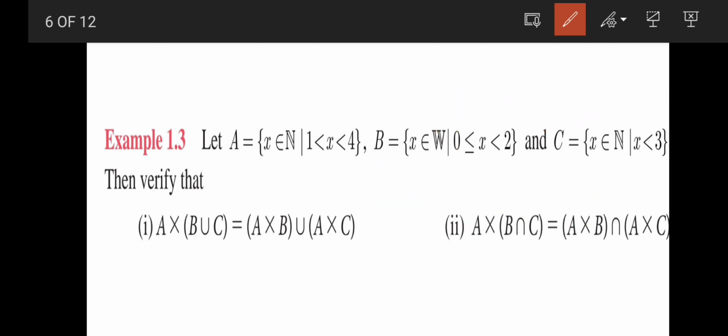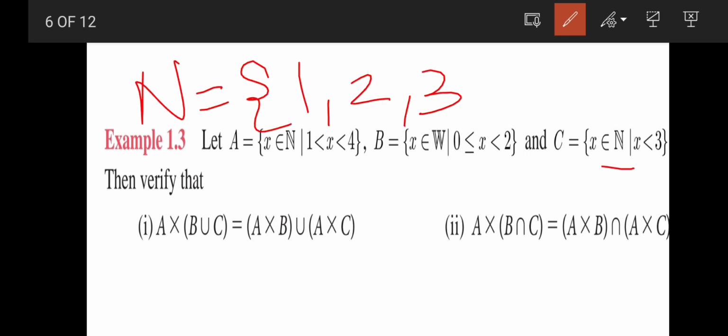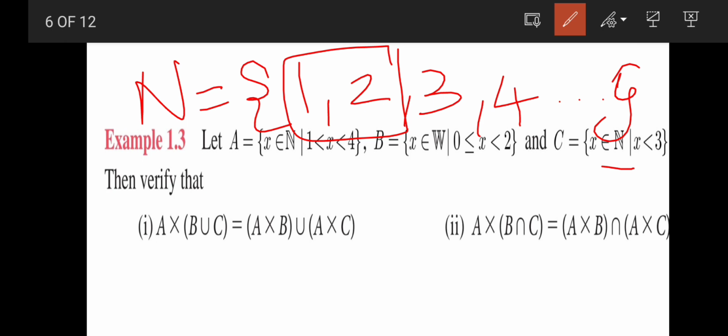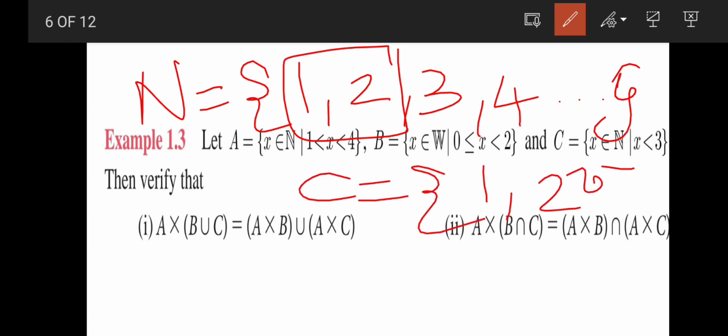Next, C is {x is an element of natural number}. As I said before, natural numbers start from 1 and go on. They gave that x is an element of natural number such that x is less than 3. So less than 3 is 1 and 2. So the answer for C is {1, 2}.